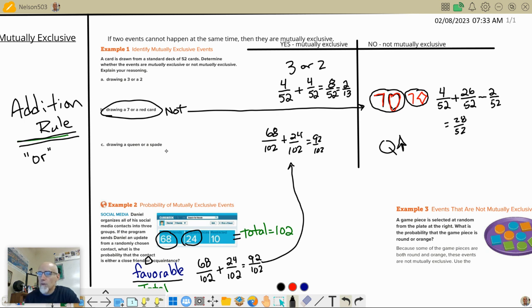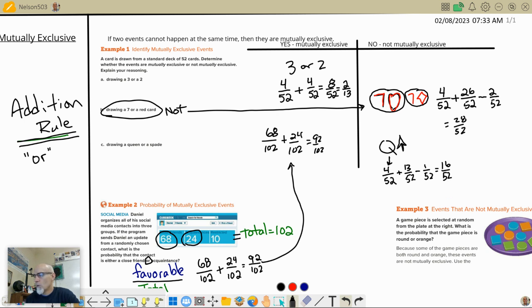Let's look at this one. What's the chance of drawing a queen or a spade? So what's the chance of a queen? There's 4 queens in the deck of 52 cards, right? And there are 13 spades. So I'm going to put plus 13 out of 52. But one card, the queen of spades, got counted twice. So the one that's in common, which makes it not mutually exclusive, you subtract that. So that's going to be 1 out of 52. And when we do that, I think we're going to get 16 out of 52.